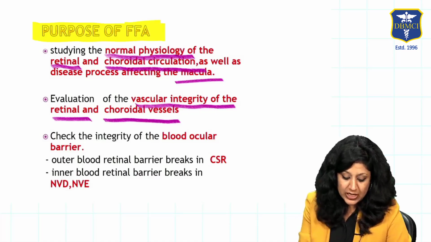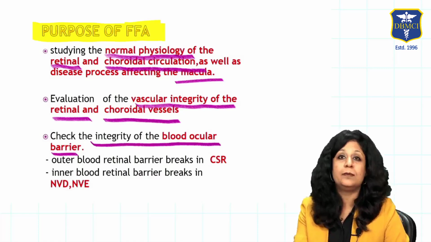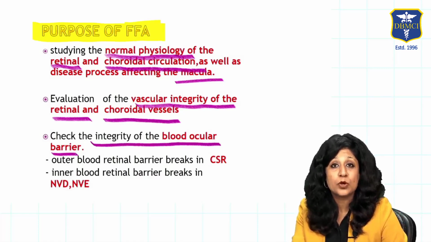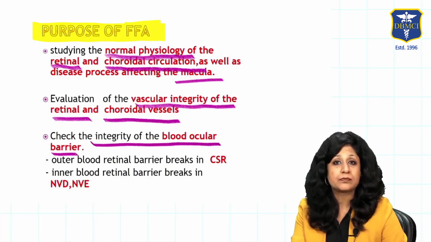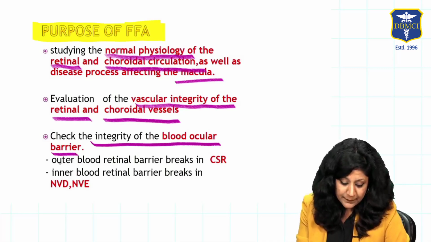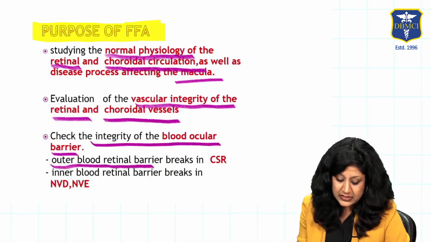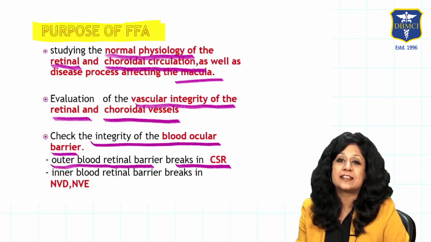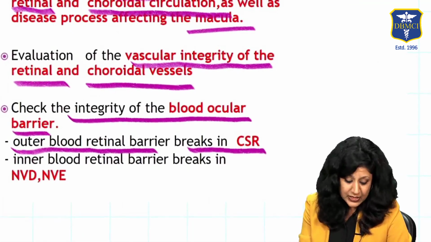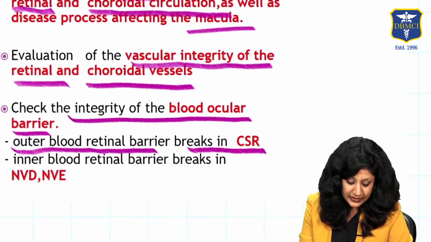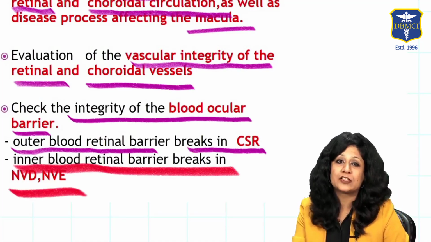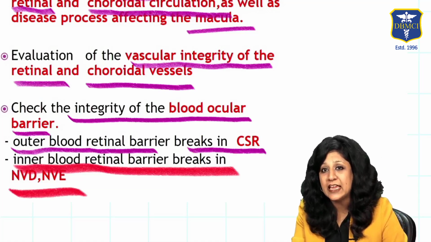Number three, to check the integrity of the blood ocular barrier. If this blood ocular barrier is broken, you will get certain abnormalities on the angiography. For example, the outer blood retinal barrier is interrupted in cases of CSR, central serous retinopathy, while the inner blood retinal barrier is interrupted in cases of neovascularization, that is NVD and NVE.